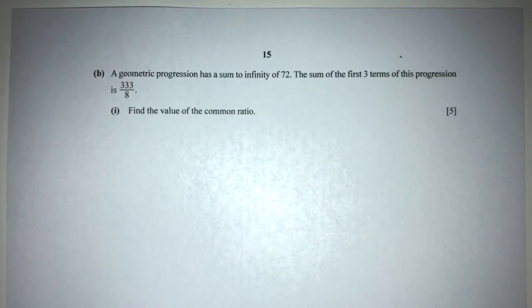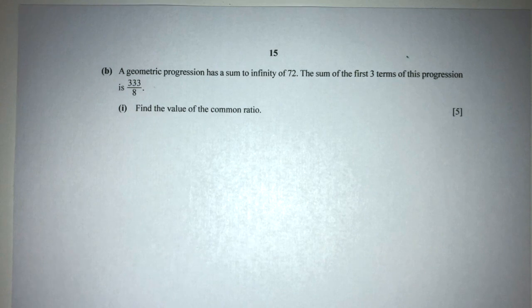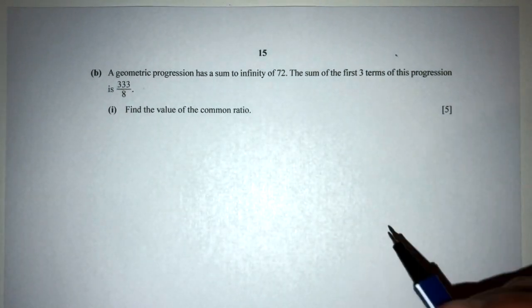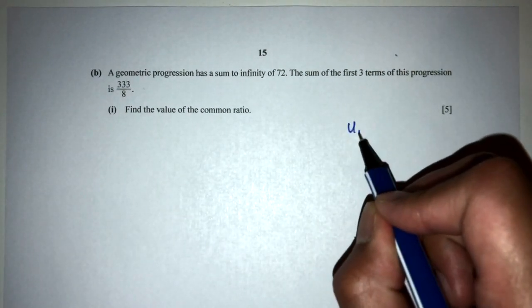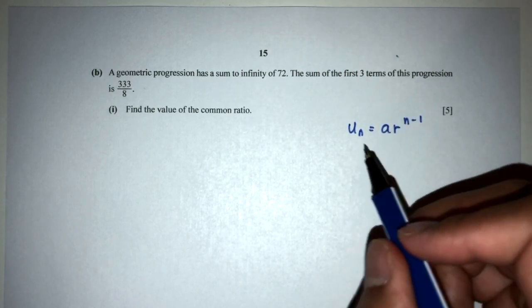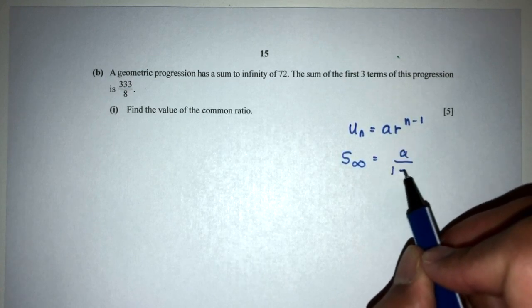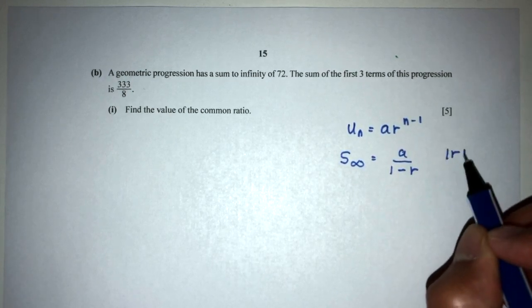Now let's move on to part B of the question. So here we have a geometric progression. So whenever you see that, go back to your list, you will see these ones. So let's write these one on the page so we can use that for the question easily. So the nth term is given by a r to the n minus 1, and then we have the sum to infinity has to be a over 1 minus r when r has to be less than 1.